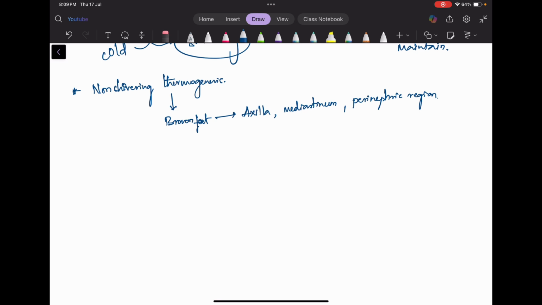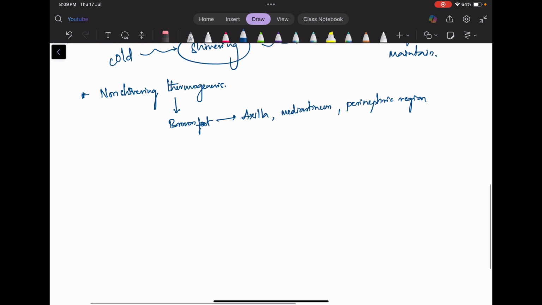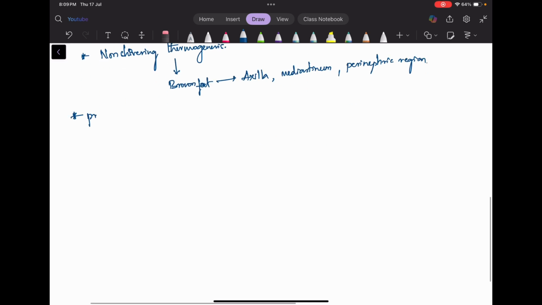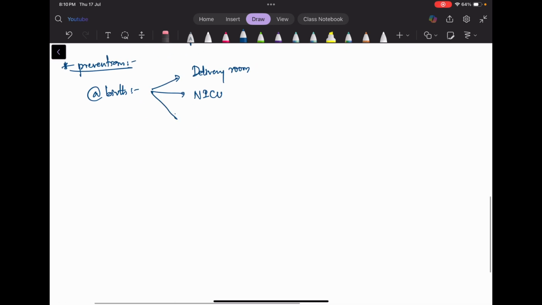Then what all preventions we can do to prevent this hypothermia? So we'll do, right. They are preventions. So at birth, we can prevent it by some external factors like maintaining the temperature of our delivery room, or even maintaining the temperature of the NICU, if initially we take the baby for examination in the NICU, or we can just give kangaroo mother care.